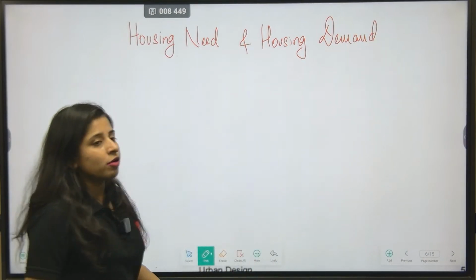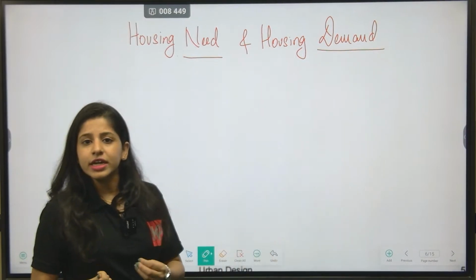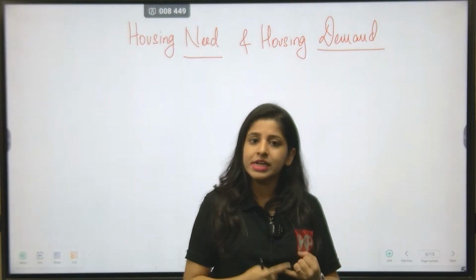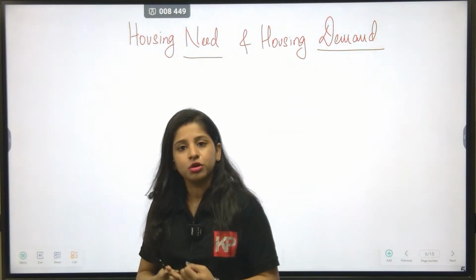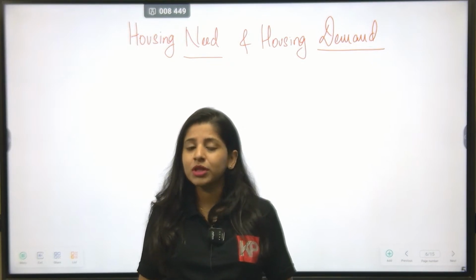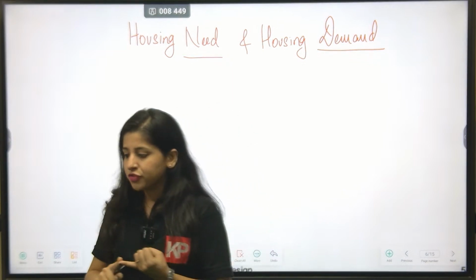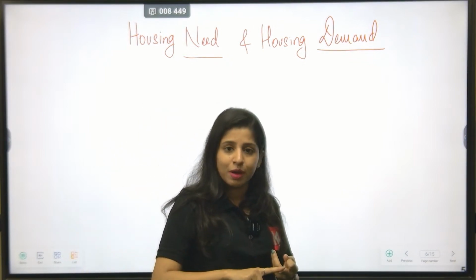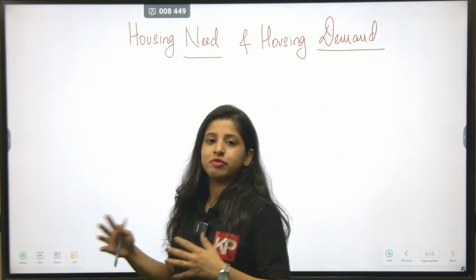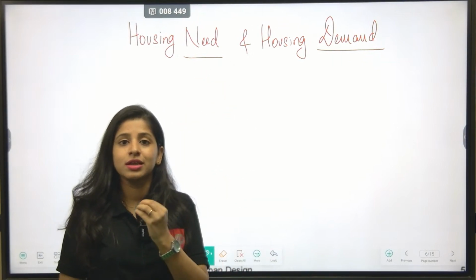Now, when we talk about housing need and housing demand, let's try to understand what need and demand mean. Need is what? It is the basic requirement, right? For example, everybody needs food to survive, everybody needs water to survive, everybody needs air to survive. It is something which everybody needs, irrespective of which economic, social, or cultural background you are from. Everybody needs food. It's not like people from India need food and people from other countries don't. So need means the basic necessity.